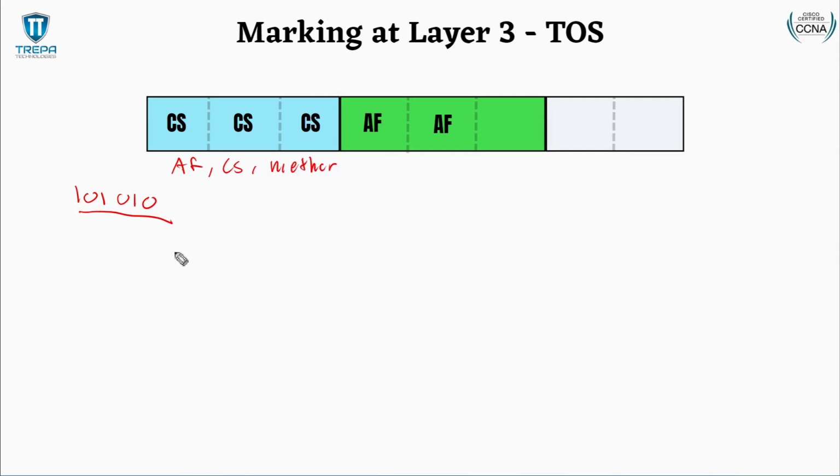Let's check it out. So the first 3 bits, they equal 5. Right? So that technically could be a part of class selector 5. However, the next 3 bits aren't zeros. So it ain't a CS bit. However, it could be an AF bit. Because the 6th bit here is a 0, it's an even number.